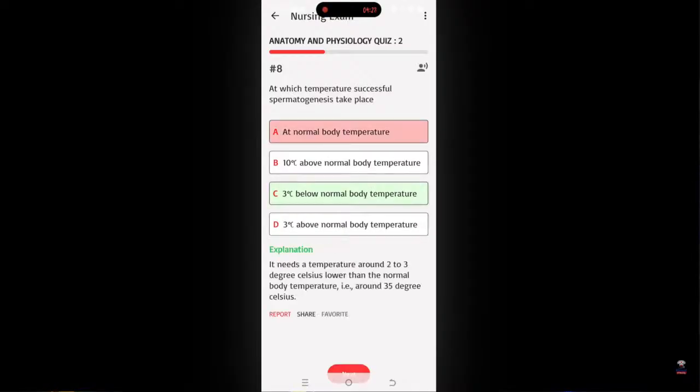No. Correct answer is C. It needs a temperature around 2 to 3 degrees Celsius lower than the normal body temperature, i.e., around 35 degrees Celsius.